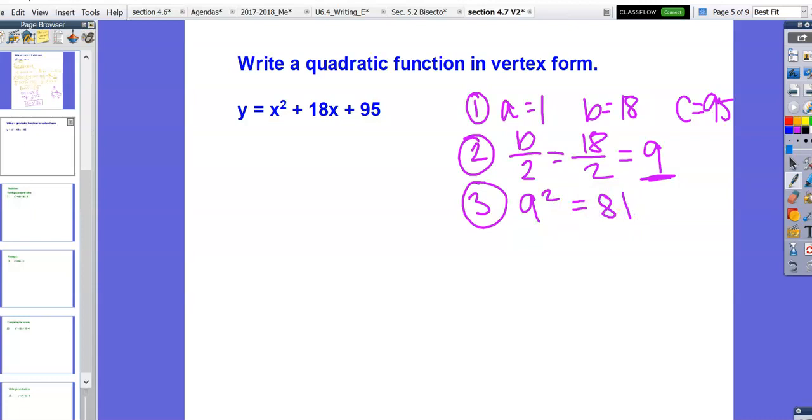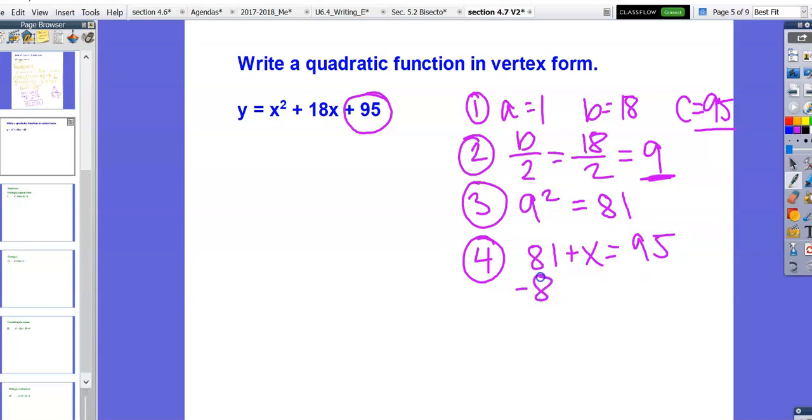And if this equaled 0, yes, we would absolutely add 81 to both sides and then rewrite it as a perfect square. But for us, we don't have to do that. We have the number 95 for our c value. So we want to rewrite this as a sum of two numbers, and we want those two numbers to add up to equal 95. So we're going to rewrite 95 as 81 and 14.